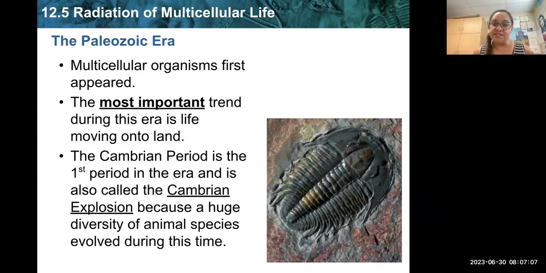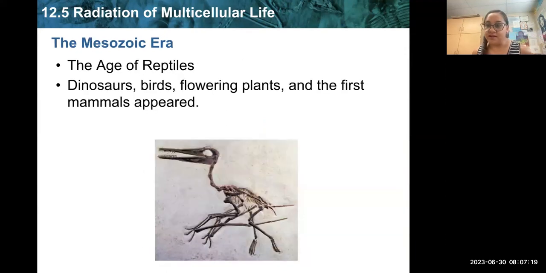And the Cambrian period is the first period in the era. We also call it the Cambrian explosion because a huge diversity of animal species evolved during this time. The Mesozoic era, the Middle Age, is the age of reptiles, dinosaurs, birds, flowering plants, and the first mammals appeared.